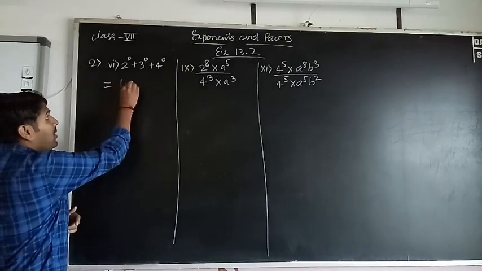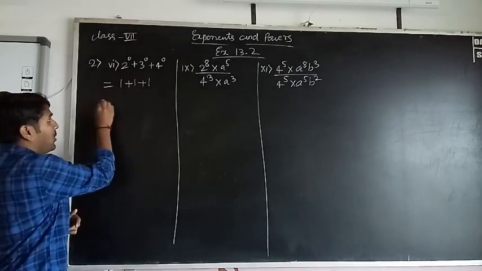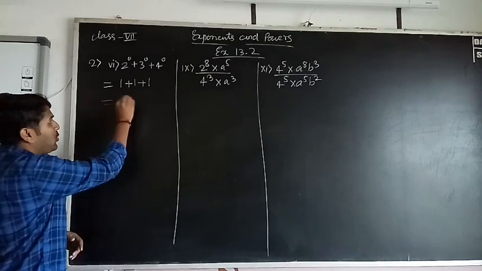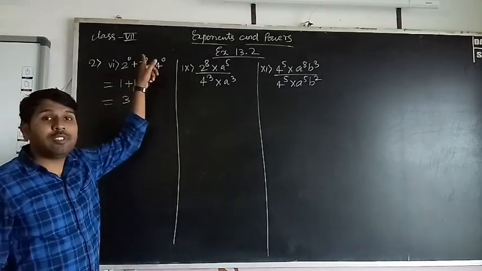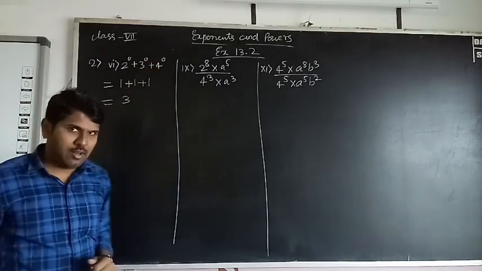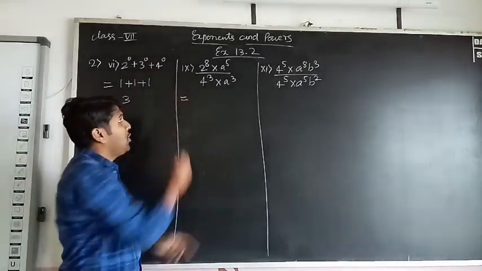That means 1 plus 1 plus 1. So what is the answer? 1 plus 1 plus 1, 3. Okay. Just any number raised to 0, the answer will be 1. Okay. Next. So how to solve this one?